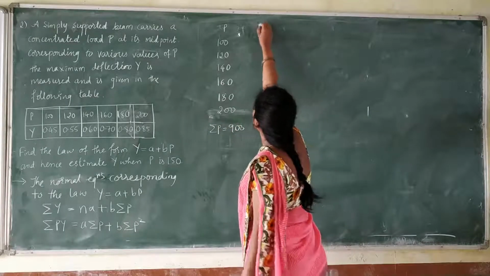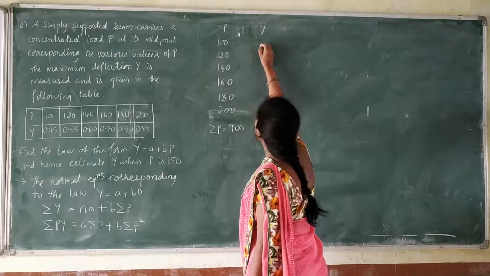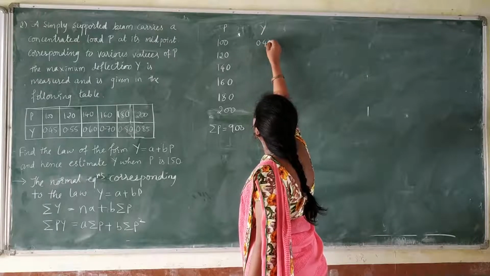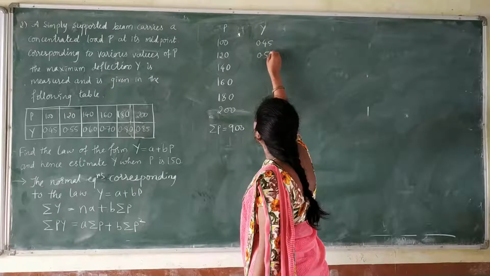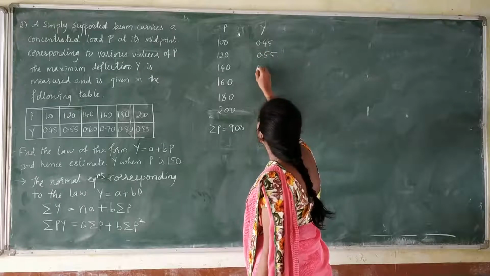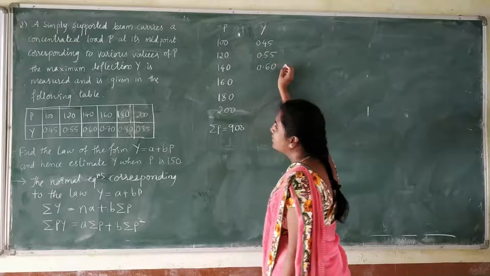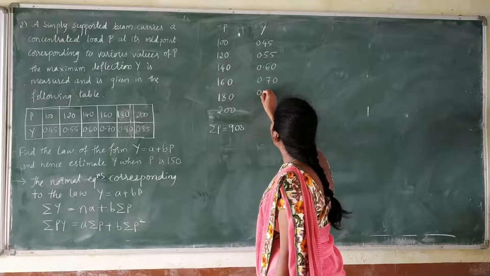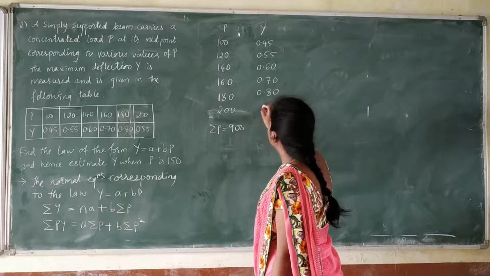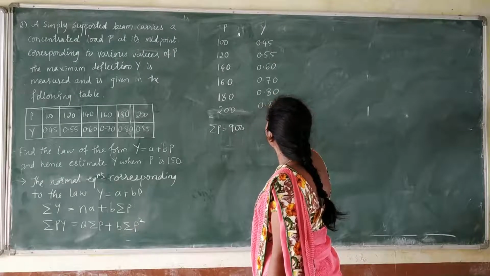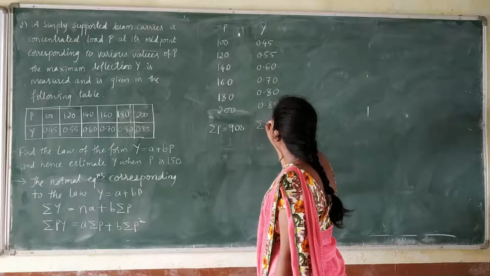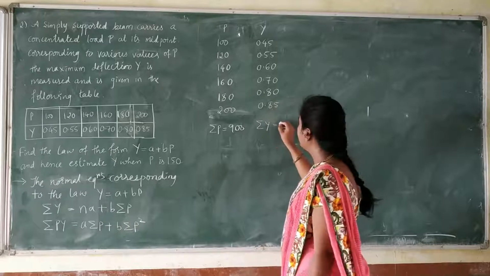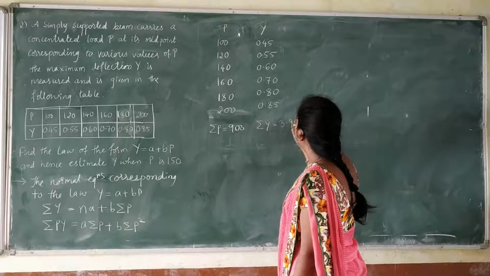Next, the values of Y are 0.45, 0.55, 0.60, 0.70, 0.80 and 0.85, and summation of Y is equal to 3.95.